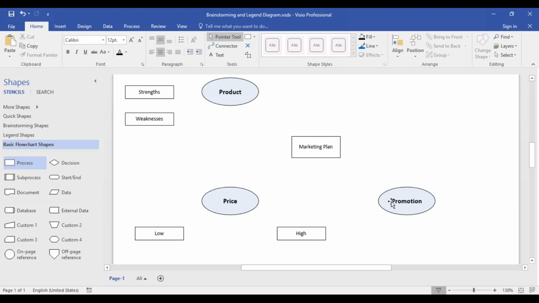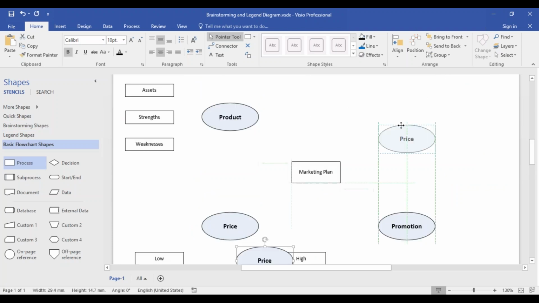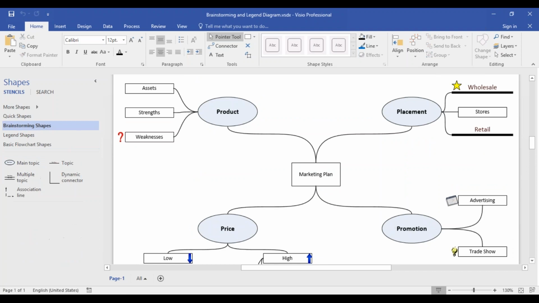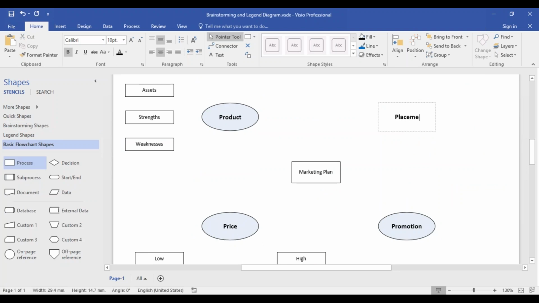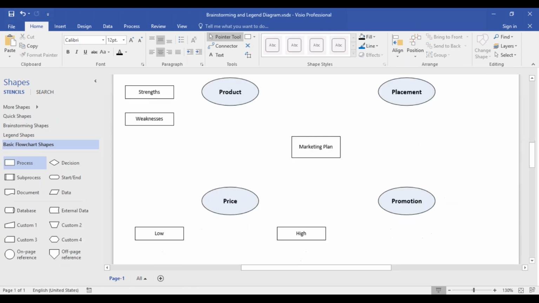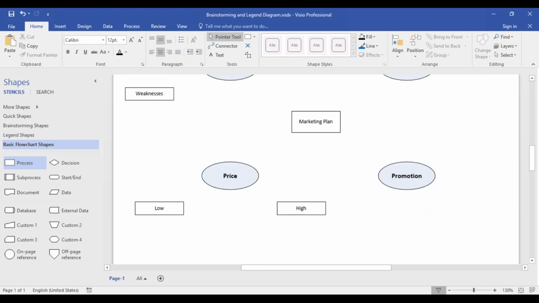And then placement of the product. So where it has to be placed, right? This is equally important. Placement. In promotion, you have two parts. One is the advertising part, a topic to be discussed. The next one is trade show. What are the different types of trade shows that you can use for product promotion? These are all marketing techniques.